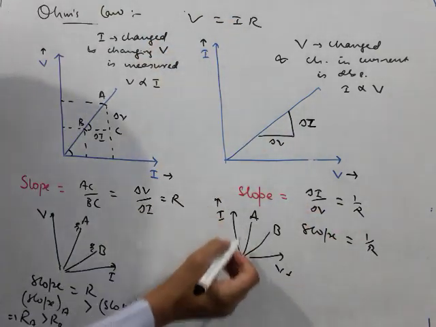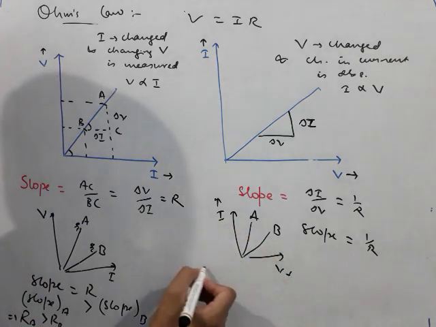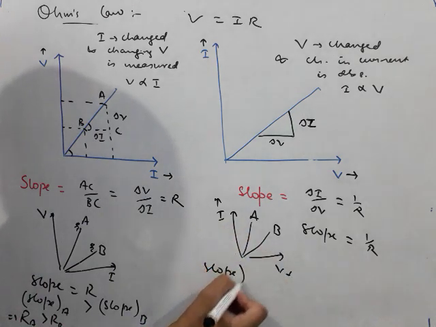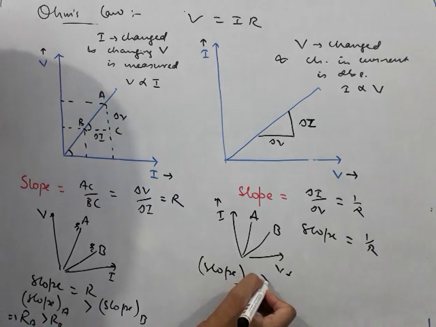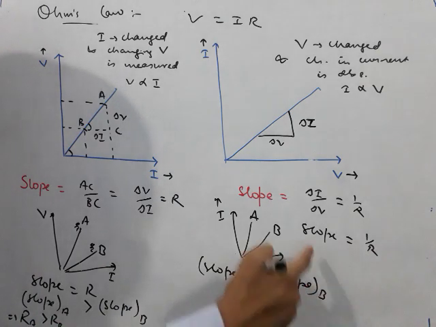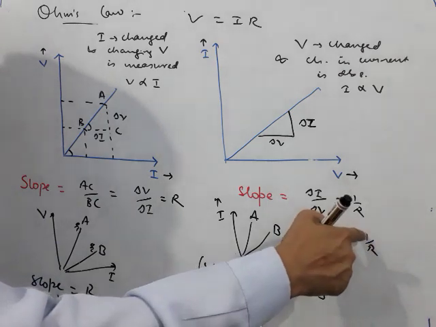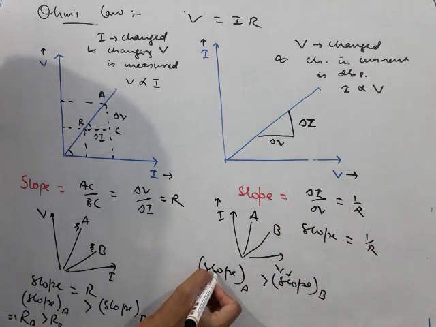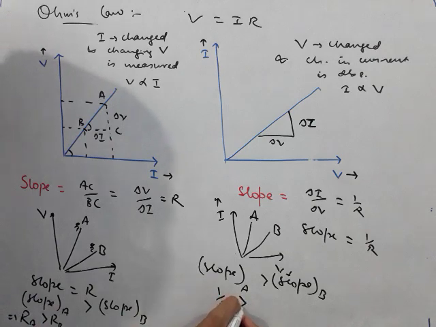Now out of A and B, whose slope is more? Slope of A is more. So we'll write here that slope of curve A is greater than slope of curve B. But slope gives reciprocal of resistance. Instead of slope of A, I can write 1 by R of A will be greater than 1 by resistance of B.